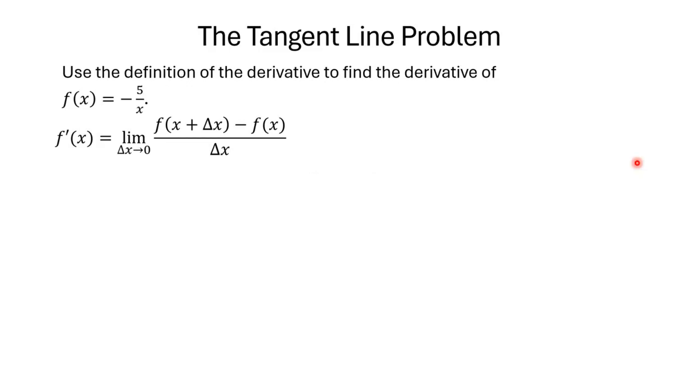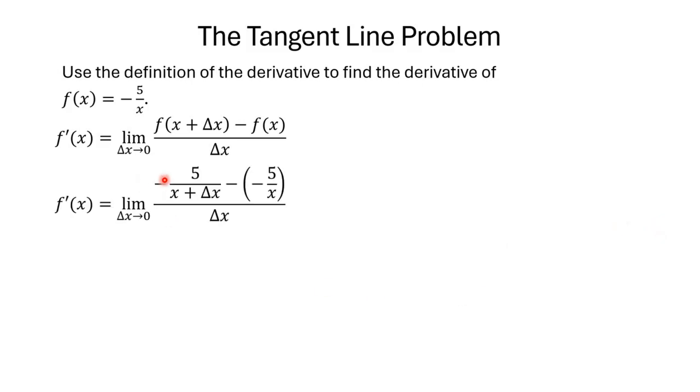So use the definition of the derivative to find the derivative of f of x equals negative 5 over x. Here's the definition of the derivative. This limit is going to give me an expression called the derivative of the function f. So I'm just going to plug everything in here. The f of x plus delta x is negative 5 over x plus delta x, and then that's minus the f of x, which is negative 5 over x, all divided by delta x. I'm taking the limit as delta x approaches 0.